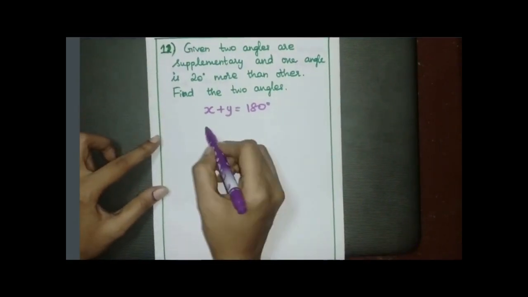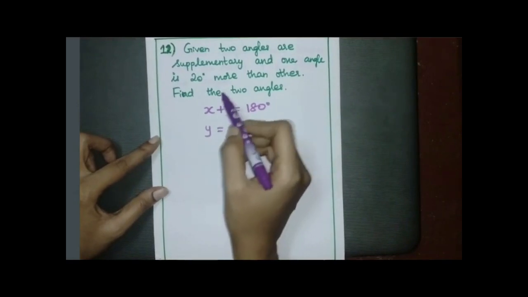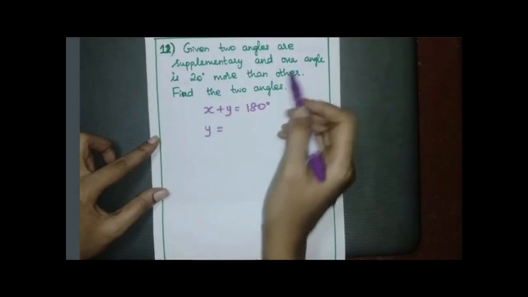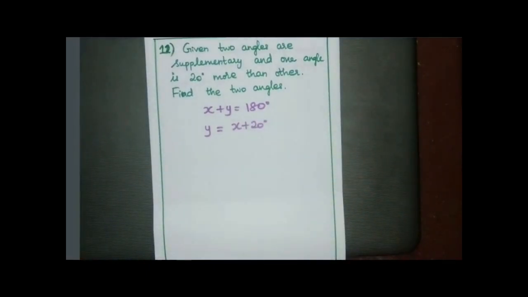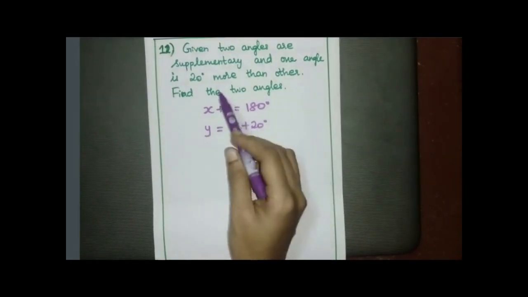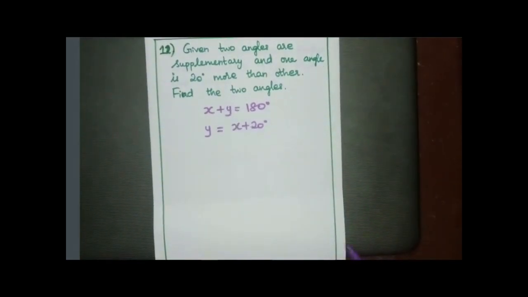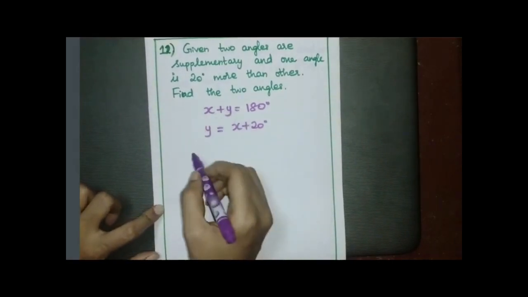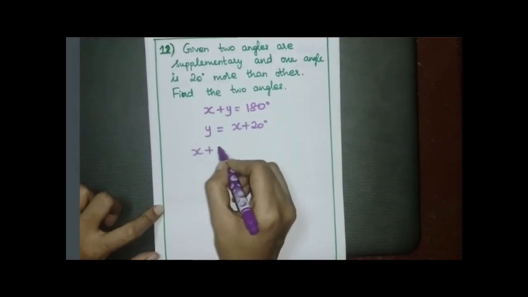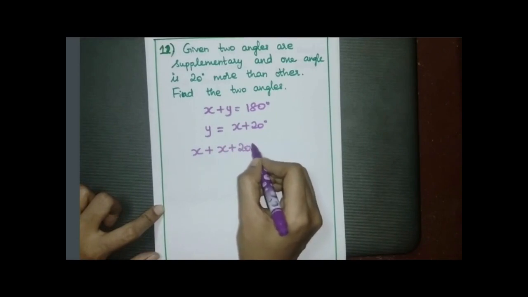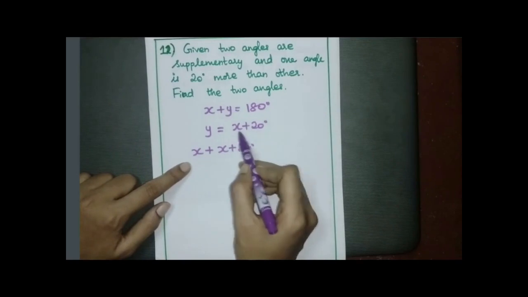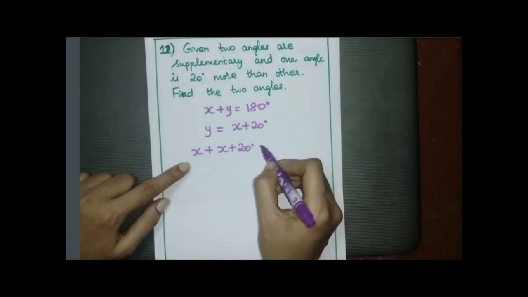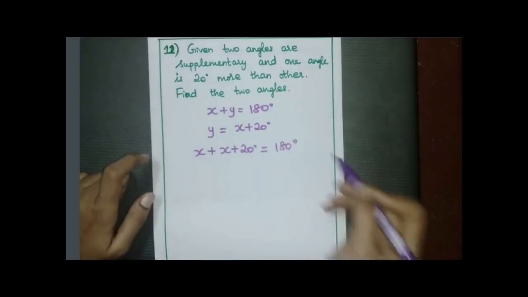So I am taking that one angle as y. This will be 20 more than the other. So x plus 20. One angle is 20 more than the other. So I am taking y is equal to x plus 20. So instead of this y, I am going to substitute x plus 20. So x plus, I am writing this x first, and then for this y I am substituting x plus 20 degree will be equal to 180 degree.